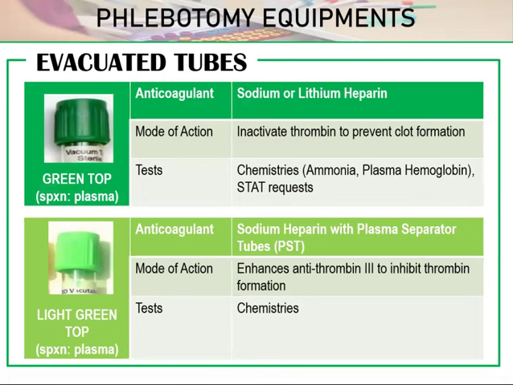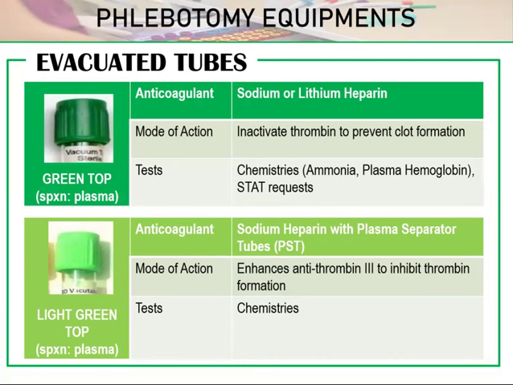The mode of action of this heparin class is to inactivate thrombin in order to prevent clot formation. Ma'am, what is thrombin? Thrombin is a form of enzyme. The function of thrombin is to convert fibrinogen to fibrin. Once it is converted into fibrin, it means the clotting process has started. Therefore, when heparin inactivates thrombin, we cannot proceed with the clotting process.